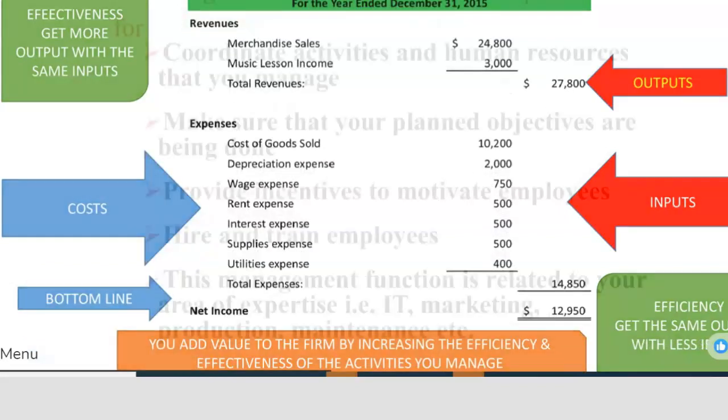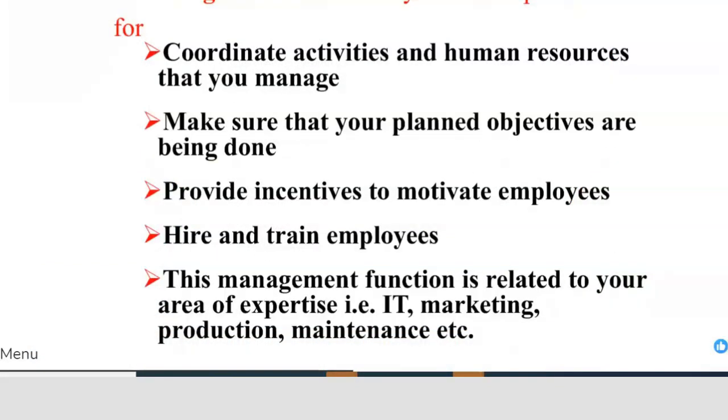Now, directing activities for your responsibility means that you're coordinating the activities of the people that you are managing. You make sure that your planned objectives are being met. You provide incentives to motivate people.